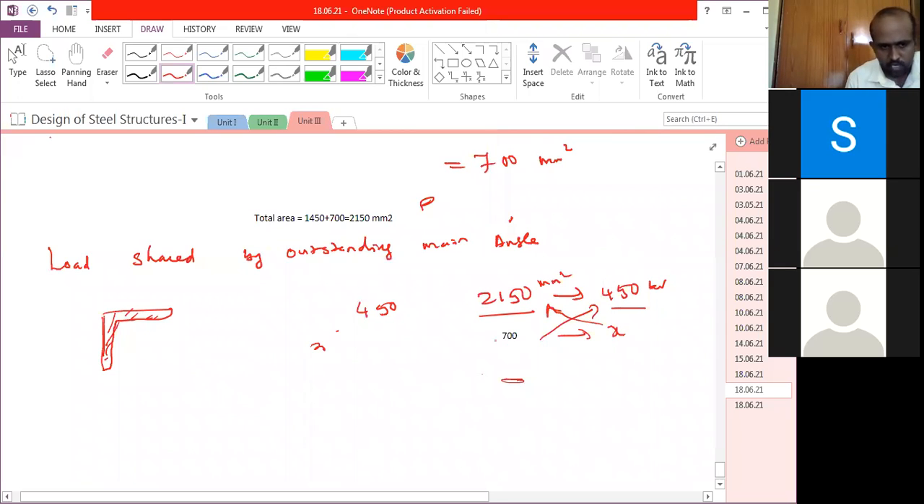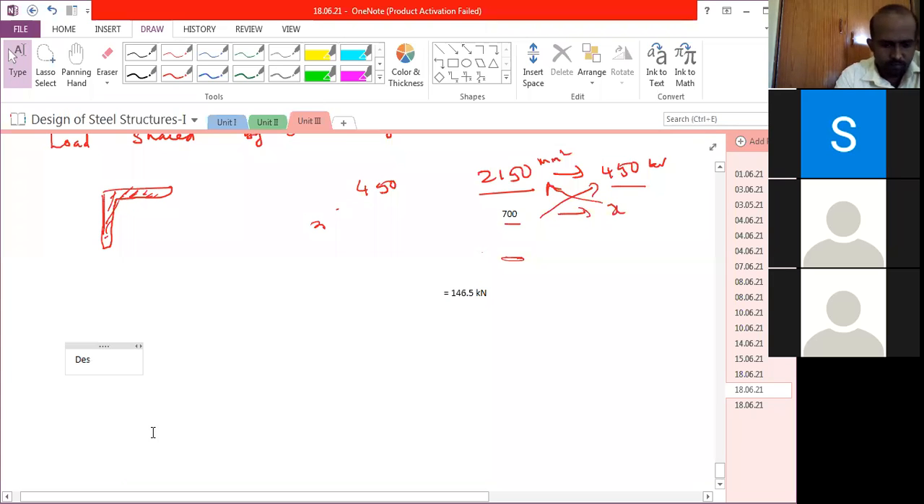For 700, only the outstanding leg, how much load will come only on the outstanding leg? Based on the area, we are calculating proportionately. Cross multiply and tell me what is the load shared by the outstanding leg of the main angle. 146.511. Very good. Design load for leg angle, next one, please write down. So that is 146.5 kilonewton.